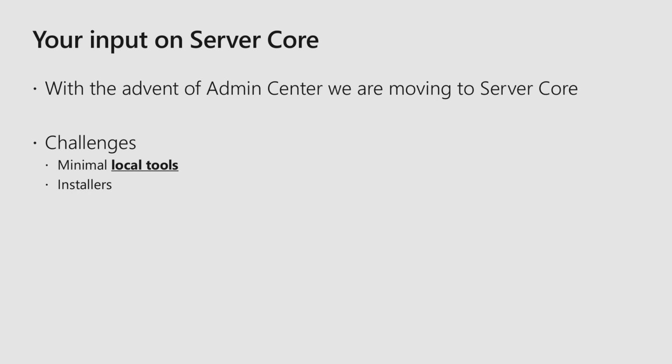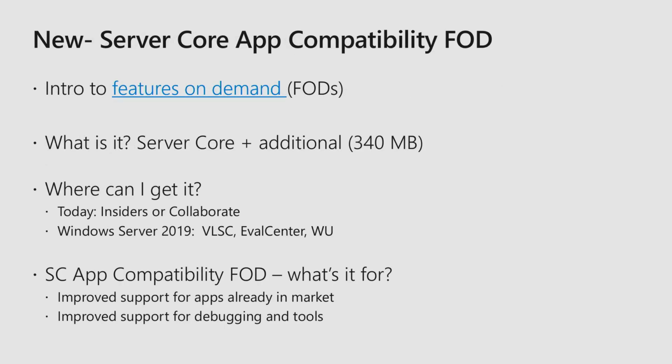Nope, nope, I'm sorry, it doesn't work. And so a lot of times installers fail, even though they could actually run on Server Core. So what we are introducing is Features on Demand. Features on Demand is an additional ISO. So you download Windows Server, Server Core, and there's an ISO sitting right next to it called Features on Demand. It's about 340 megabytes. And you'll find it right next to where you get the 2019 bits.